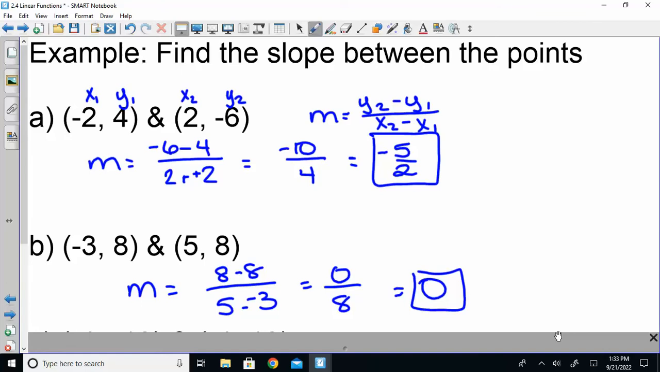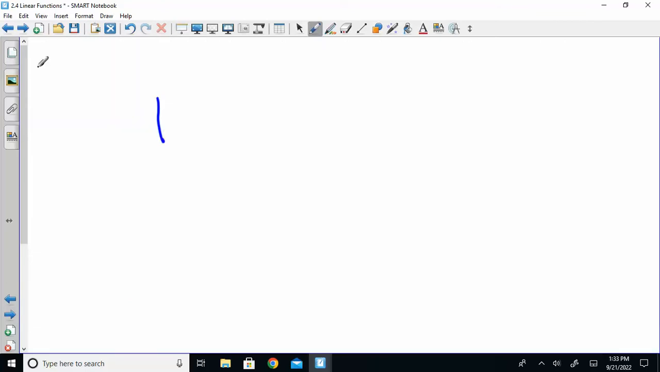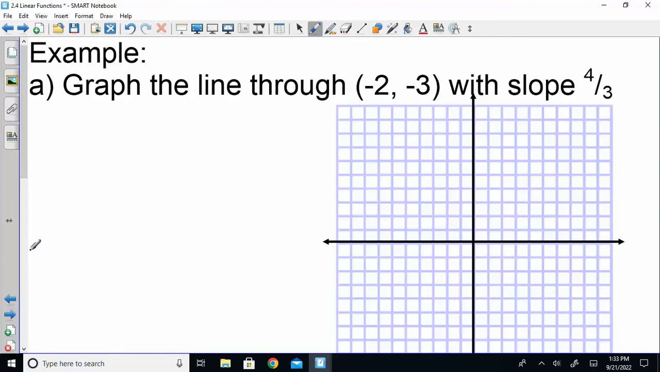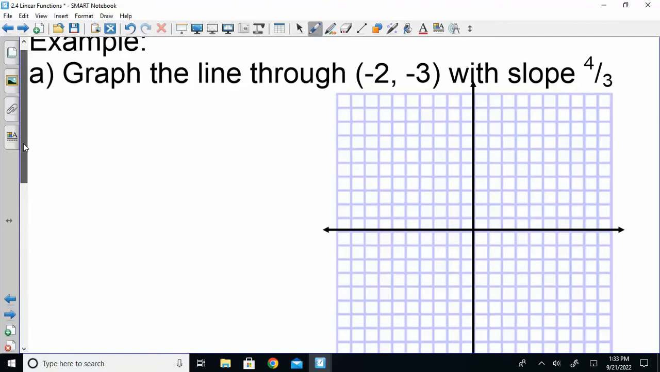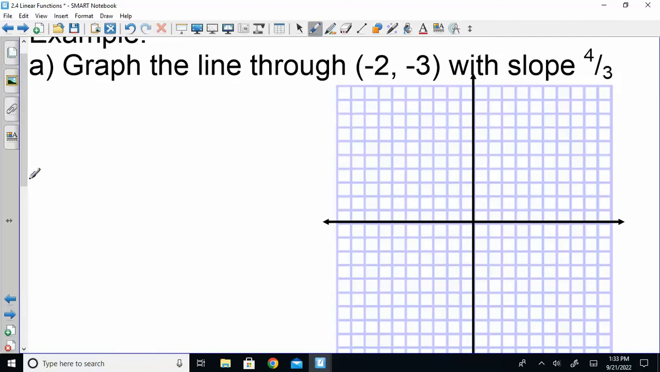Okay, let's practice drawing a graph if I give you, instead of the equation, just some information about it. So if I give you this point and slope, how do we draw the graph? What do we do first? Start at the point, negative 2, negative 3, and then slope, 4/3. So from there we go up 4 over 3.